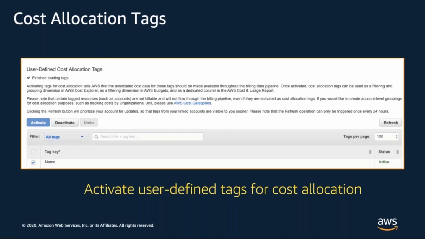EBS now supports cost allocation tags for both volumes and snapshots within the AWS billing and cost management dashboard. You have to activate user-defined tags for cost allocation. The user-defined tags are nothing but a key value pair. Key could be a name or a function or a purpose, and the value, its respective value that you define. For example, key could be environment, and the value could be production or QA or staging.